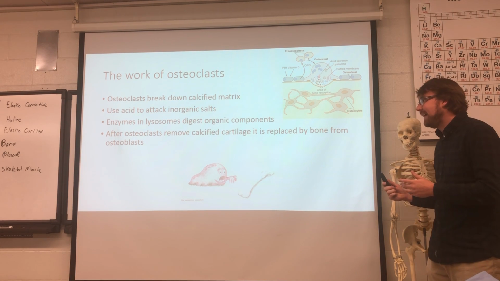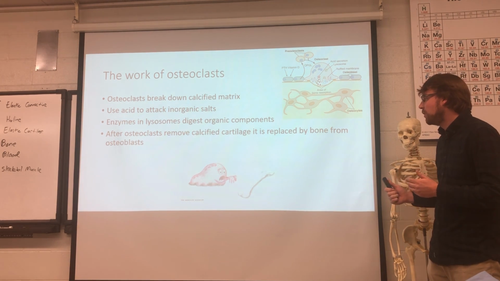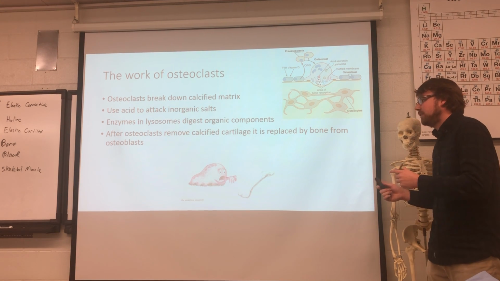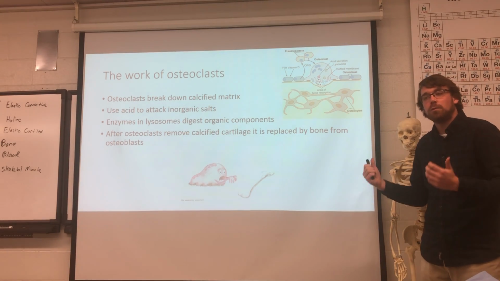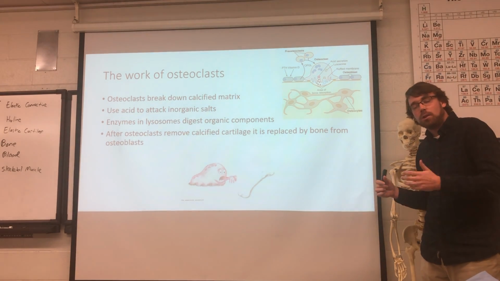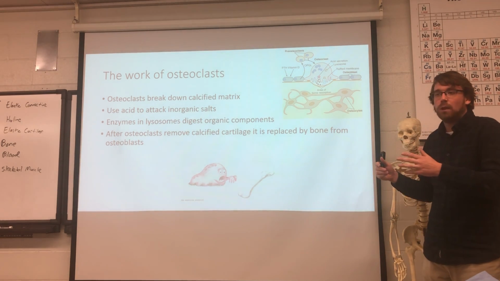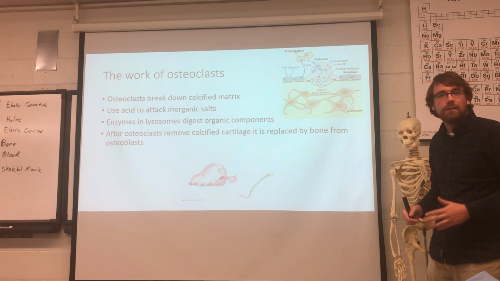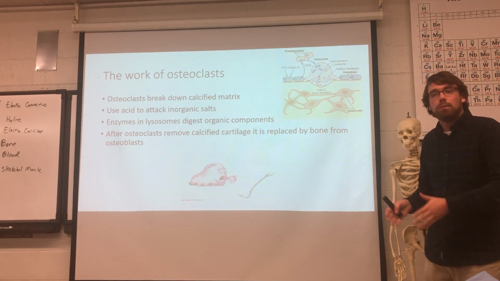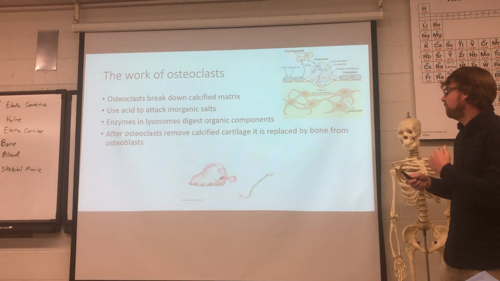After the osteoclasts remove calcified cartilage, it's replaced by bone from osteoblasts. So osteoclasts and osteoblasts work together to remodel bone. Osteoclasts dissolve down this stuff that wasn't quite laid down properly. Osteoblasts then go back and produce proper bone matrix.